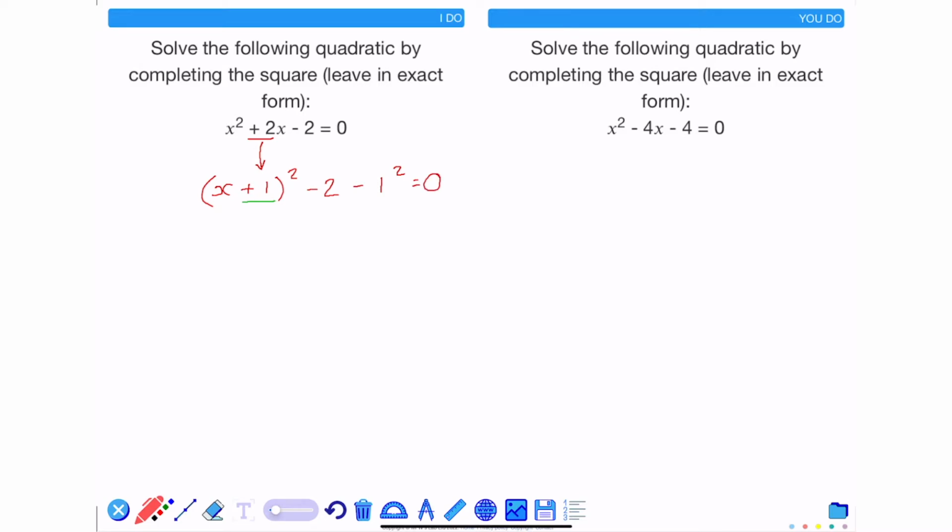Remembering this is equal to 0, and simplifying negative 2 take away 1 squared gives x plus 1 all squared take away 3 is equal to 0. This quadratic is now much easier to solve by rearrangement. So adding 3 to both sides would give x plus 1 all squared is equal to 3.